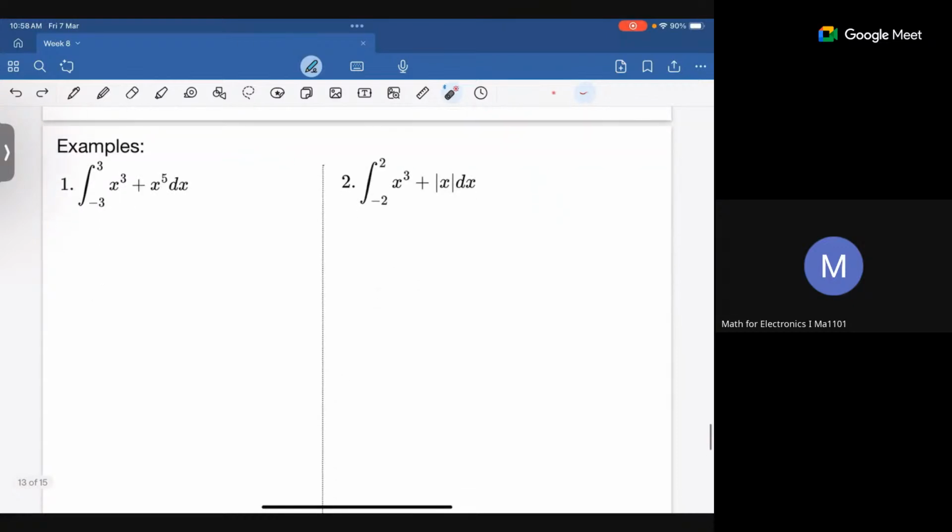So if you have the first example, you are asked to compute the integral from minus 3 to 3 of x cube plus x power 5 dx.